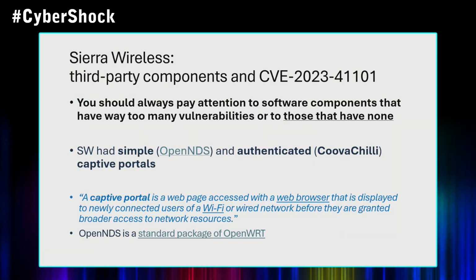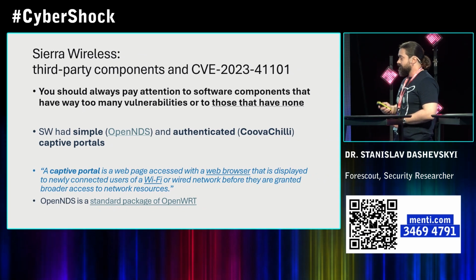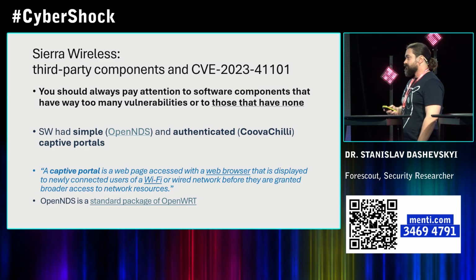Back to Sierra Wireless. Here we took the approach of looking at third-party components. However, the finding I had at this point was a bit unexpected. Normally, you would find some known vulnerability or some component that is known to be bad, and you try to exploit it. However, if you see a component that is quite mature, is used in a lot of places, but doesn't have any vulnerabilities on the NVD or any other sources, this is where you have to pay even more attention.